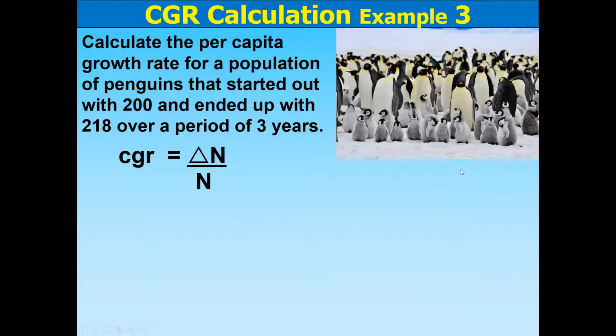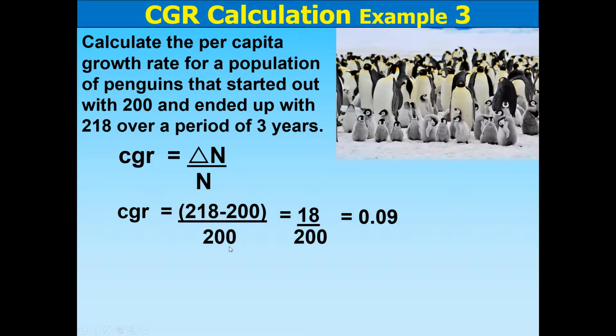Third CGR example, calculate the per capita growth rate for a population of penguins that started out with 200 and end up with 218 over a period of 3 years. So this time we're given the initial number and the number at the end. So we're going to use that for our change in number. 218 minus 200 divided by that initial number of 200, and we get 0.09 or 9%.